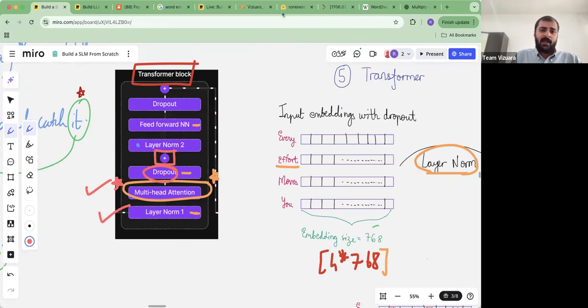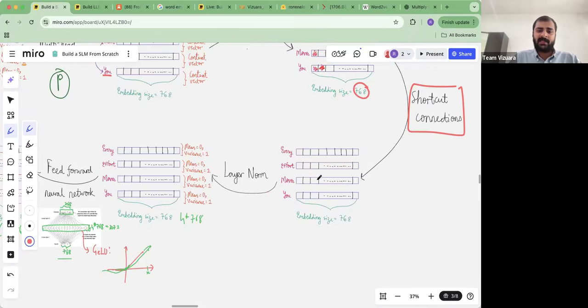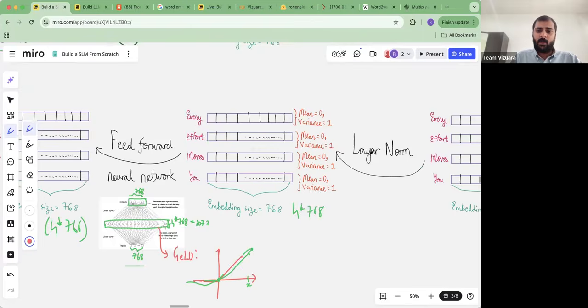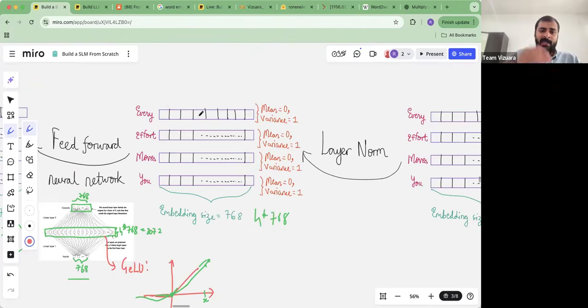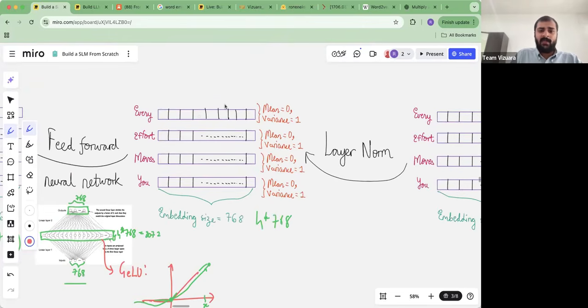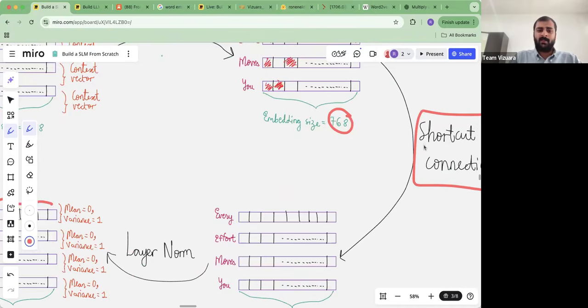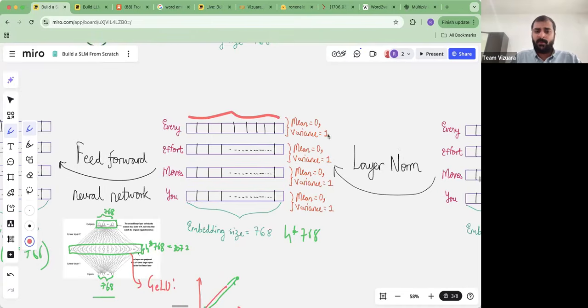After this, there is another layer normalization block. And this layer normalization does exactly the same thing as the first layer normalization. We take the mean, and we divide by the square root of variance. So again, we ensure that the mean and variance are stabilized, because after all these operations the mean and variance might change, right? So we need to make sure that the mean is again 0 and variance is brought back to 1.